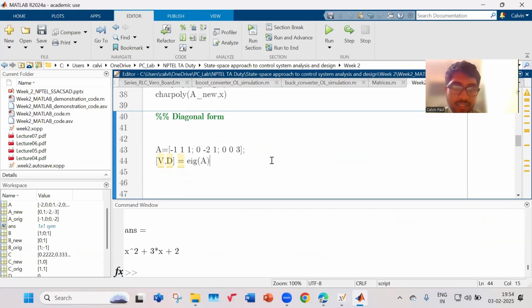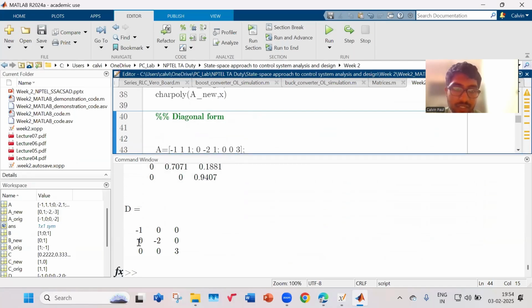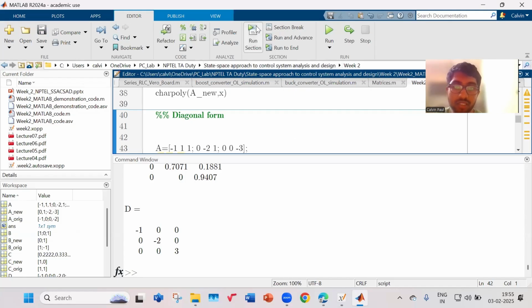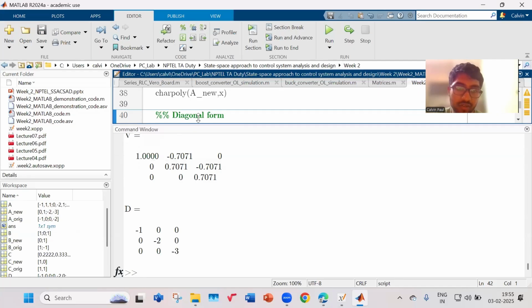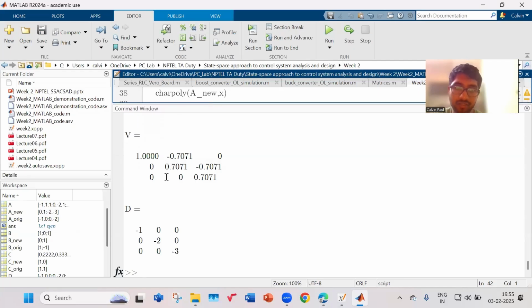So let us run it. Let us run this section. The diagonal matrix is minus 1, minus 2, and 3. I think we have made a mistake. This is minus 3. Okay. We run this section again. So this is the diagonal matrix which we got. And these are the eigenvectors.